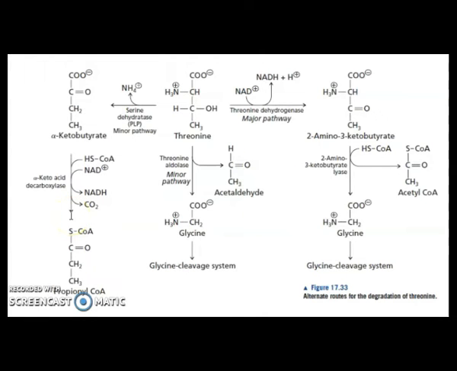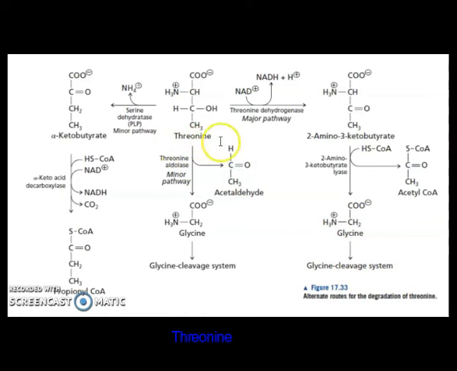Next is threonine. There are several routes for the degradation of threonine. The major pathway is one in which threonine is oxidized to 2-amino-3-ketobutyrate in a reaction catalyzed by threonine dehydrogenase. 2-amino-3-ketobutyrate can undergo thiolysis to form acetyl-CoA and glycine, and the glycine will be converted by the glycine cleavage system.